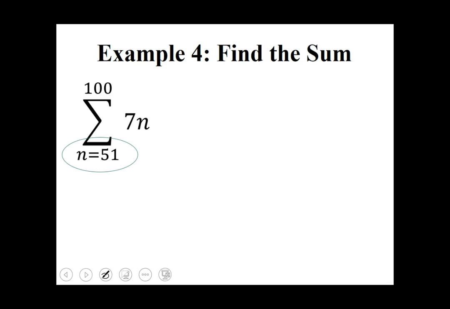First of all, just to verify that this is in fact arithmetic, 7n would be equivalent to y equals 7x, so it is linear. Again, you have to verify that or else these formulas do not work.